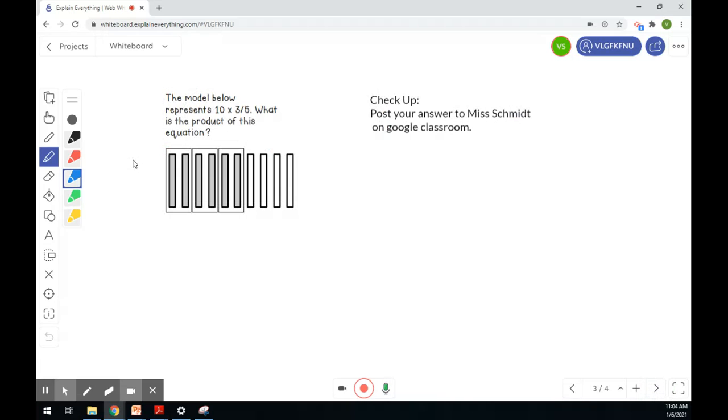So in your Google Classroom, just to check for your understanding, what I would like you to do is look at the following example. The model below represents 10 times 3/5. What is the product of this equation? Okay, so it's a different way of looking at an array, right? You kind of have to see the number of groups, okay? But you still have 10 wholes. It's just 10 wholes written as rectangles, okay? So you're going to post your answer on Google Classroom in the comment section.